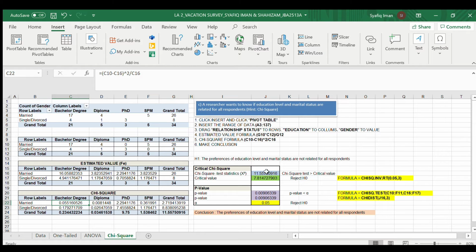Okay, for the conclusion, chi-square is more than critical value, so it rejects the hypothesis. For p-value, p-value is less than significance, so it rejects the hypothesis. So the conclusion, the education level and marital status are not related for all respondents.